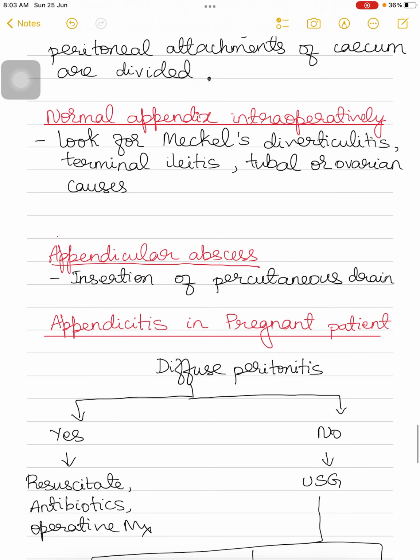There are situations where you see a normal appendix intraoperatively. The patient had classical features of appendicitis, but intraoperatively it looks normal. Then look for Meckel's diverticulitis. Examine 60 centimeters of the distal ileum. Look for any diverticulum, or terminal ileitis, and in females look for tubal or ovarian causes. In a normal-appearing appendix also, there could be some microscopic evidence of appendicitis.